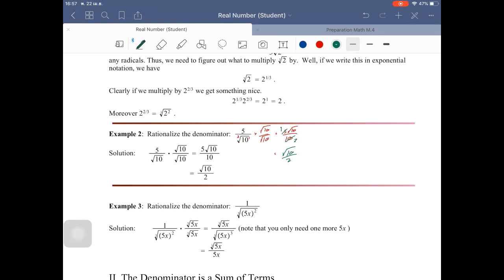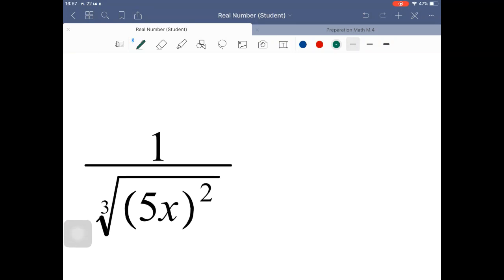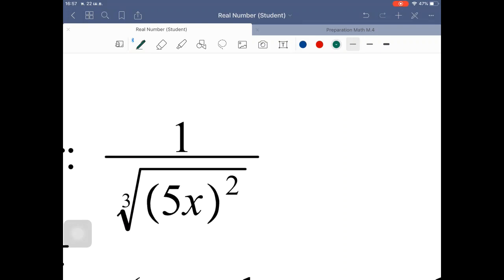Okay. Next one here. The cube root. Cube root, what does it mean? We need to have 3 common numbers in order to take it out from the radical, isn't it? How many do we have? We have 5x for how many terms? 2 terms. So how many times do we need more? Only 1. So we multiply the cube root of 5x only 1 time.